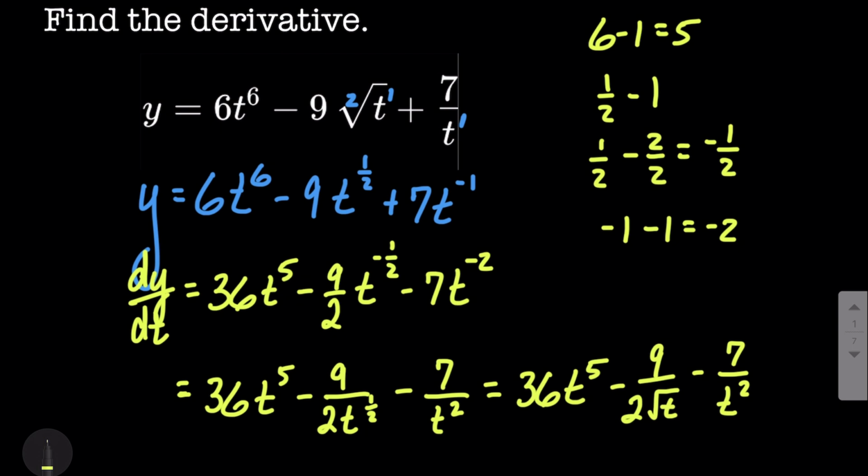Hope this helps out as you're working on finding derivatives. Most of this is just getting comfortable with our exponent rules, like rewriting square roots as fractional exponents, or moving from a positive exponent in the numerator up to a negative exponent in the numerator. I think I switched that around. You get what I'm saying.